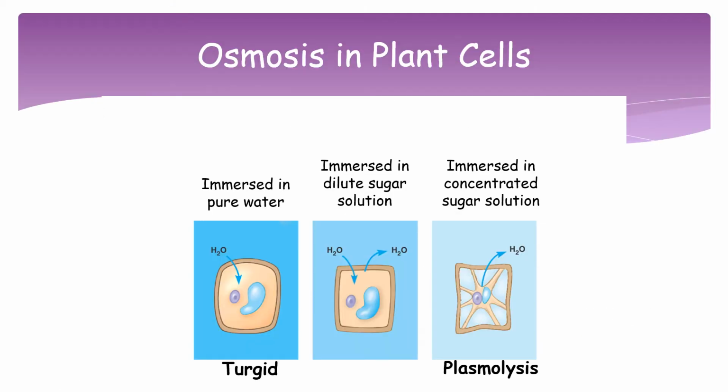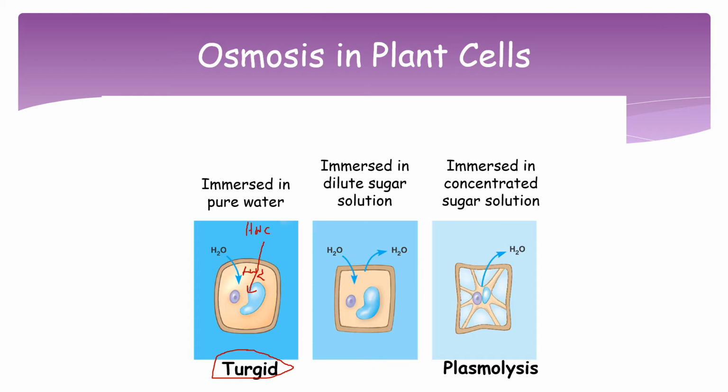So this is just a diagram summarising what we have said. So, osmosis in plant cells. If you immerse a plant cell in pure water, the high water concentration is going to be on the outside of the cell and the low water concentration is going to be on the inside of the cell. So the water is going to move from the outside of the cell to the inside of the cell, which is going to cause the vacuole of the plant cell to swell, and it's going to push against the cytoplasm and the cell membrane, which is going to push against the cell wall, which is going to make the plant cell become turgid.